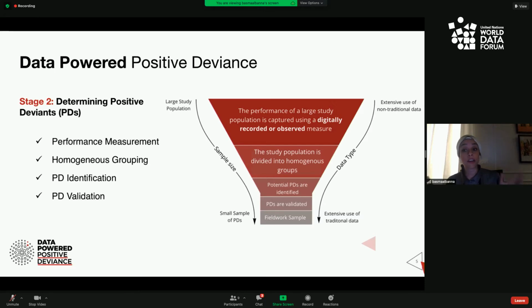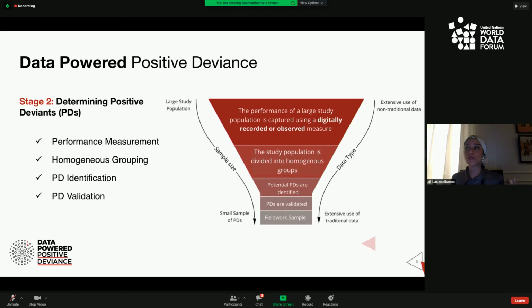The next stage after identifying this digital performance measure, you need to group or cluster this population into homogeneous groups that are having very similar contextual and structural variables. Why do we do this? Because in the following stage, when we identify the positive deviants, we need to make sure that we're identifying them relative to their context and not in absolute sense. Why do we do this? Because this way, we're increasing the likelihood that the identified practices or the identified factors are individual level, their practices and strategies, and they are not structural or contextual variables.